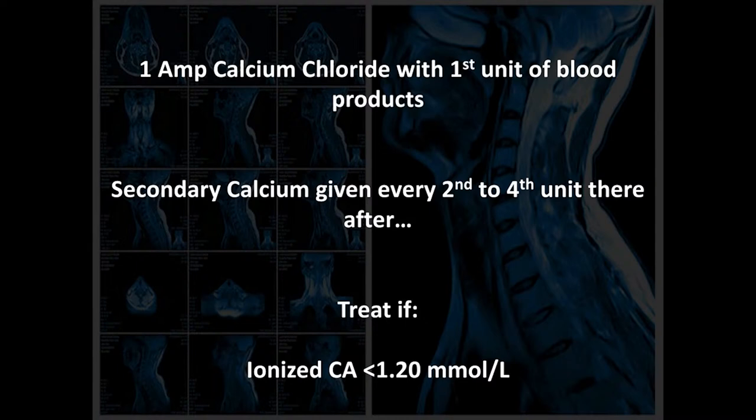And so some EMS agencies have gone to calcium gluconate. If you have calcium gluconate on your rigs or your helicopters, it's 3 amps of calcium gluconate to 1 amp of calcium chloride. So you would give 3 amps of gluconate after that first unit of blood product.